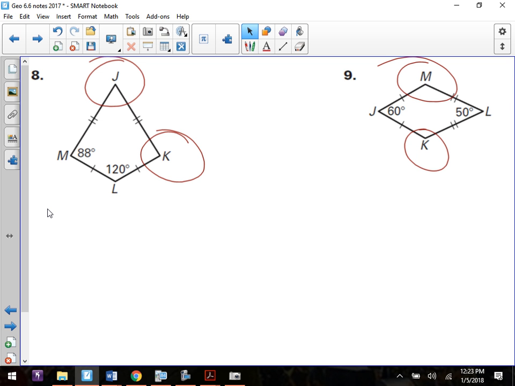So the first one's pretty easy. Angle M is between the 2 sets of congruent sides, which means angle K has to be 88. Okay. Now, these guys are quadrilaterals, which means they have how many sides? Which means they have how many angles? 4 of them, which means what do they all have to add up to equal? 360. So it goes back to the idea that you have your angle sum.